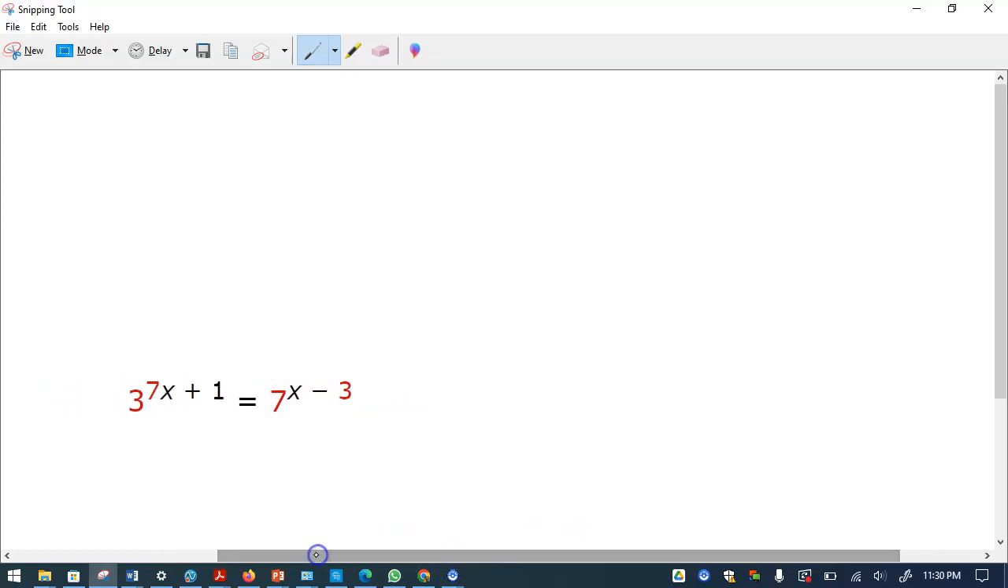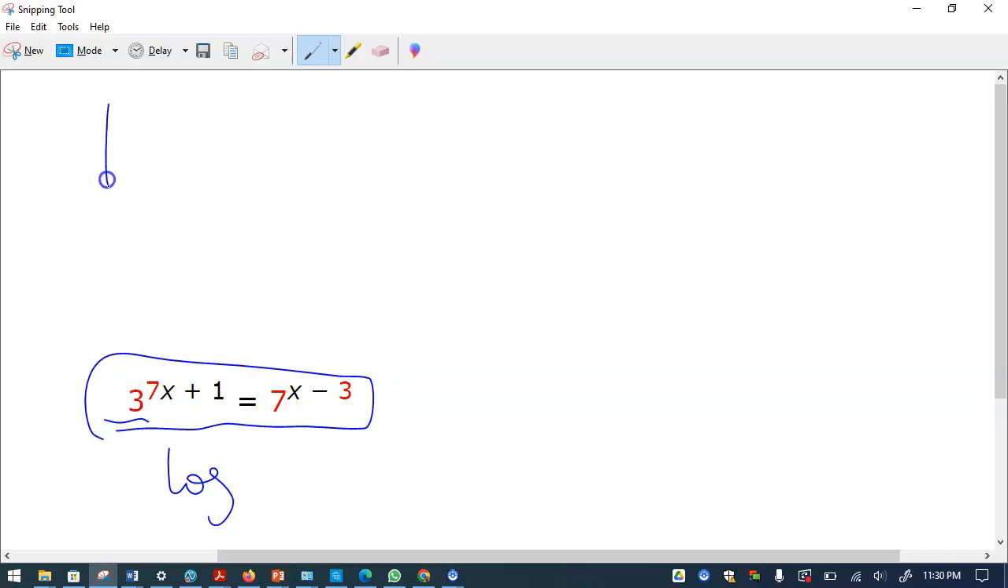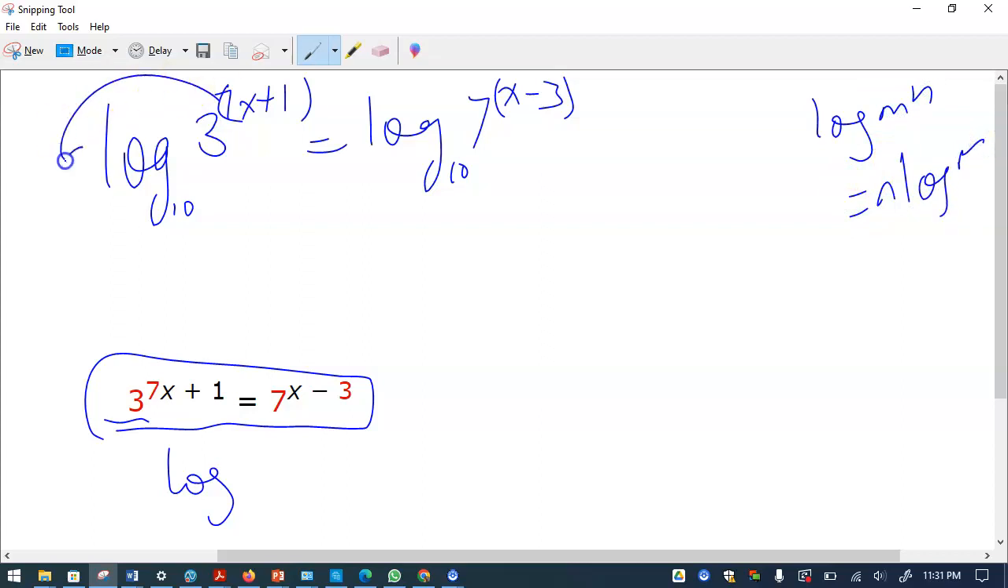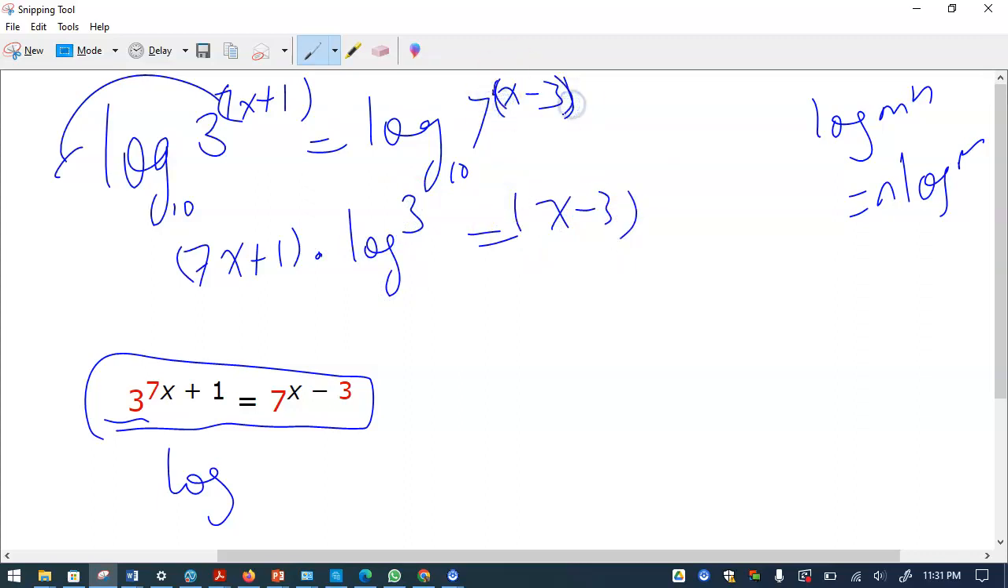Okay, so this question is again a little tricky here. Watch this again. I would just apply logarithm on both sides. So when you apply logarithm on both sides, I'll use log base 10, and this will become the log of 3 raised to 7x plus 1, and equals the logarithm of 7 raised to x minus 3. Remember, this is base 10. Then this is the power rule of logarithms: log of m raised to n is n log m. I'll use this, and so you get (7x plus 1) times log of 3, and this becomes (x minus 3) times log of 7, because the exponent gets multiplied to the log.